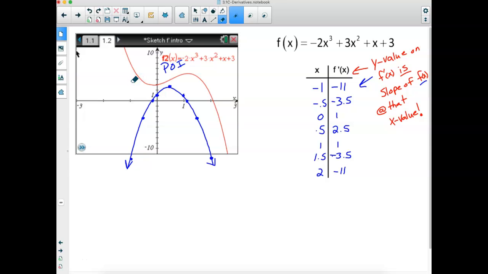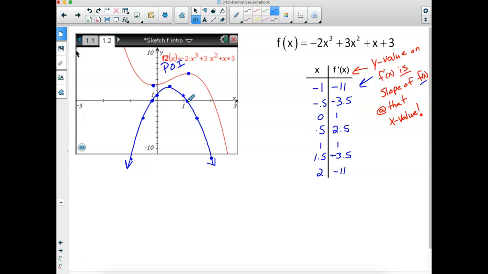Okay, so when f has a minimum or a maximum, these are good notes to write down. When the function has a minimum or a maximum, what happens is f prime has x-intercepts there, because the slope is 0, all right?